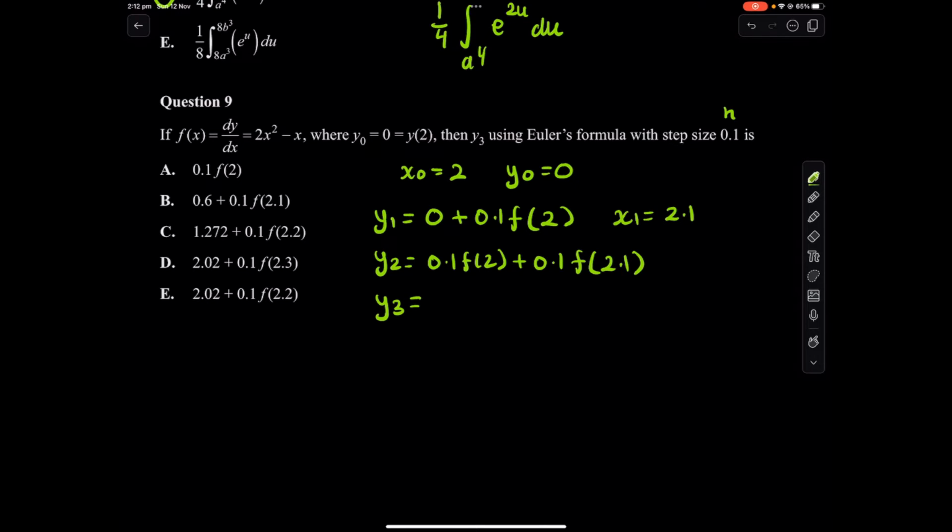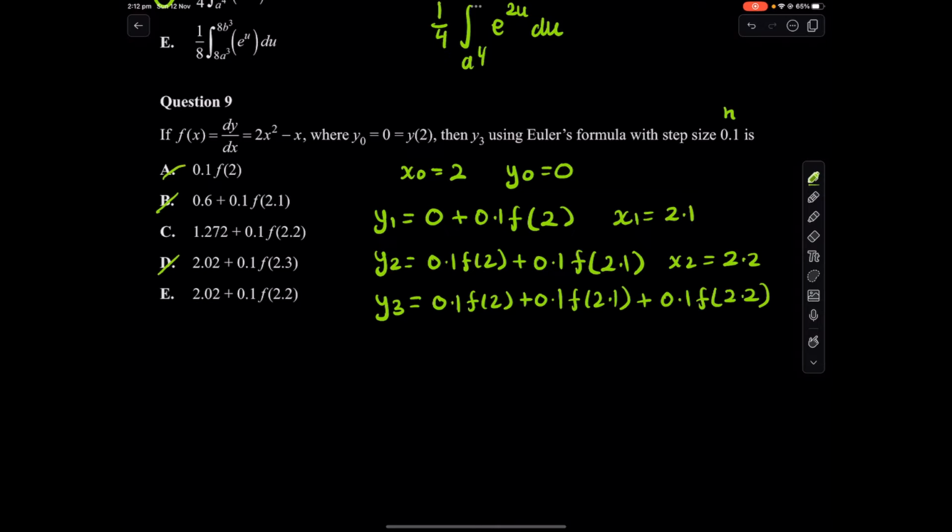What about y3 now? y3 is what? Now, I need to first calculate x2, which is 2.2. It's just adding 0.1. y3 is 0.1 f of 2 plus 0.1 f of 2.1 plus your step size, which is 0.1, multiplied by f of this value, 2.2. So having a look at the answers, it looks like it can only be C or D because it has 2.2, and we can easily simplify this over here using our CAS.